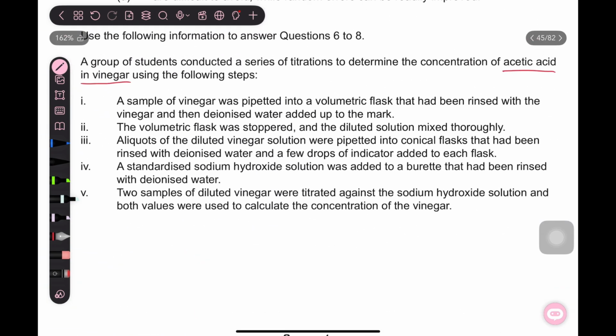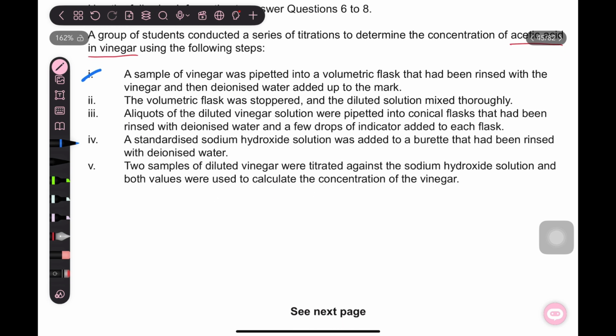Okay, so part 1, step 1. The sample vinegar is pipetted, it's rinsed with the vinegar, and then deionized water is added up to the mark. And this is in a volumetric flask, so we know that this step is incorrect. Because in a volumetric flask, we're trying to determine a precise and accurate concentration or volume. So adding deionized water will not allow us to determine the accurate concentration. So that's incorrect.